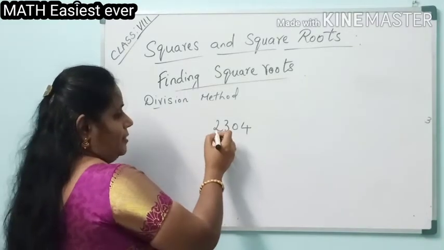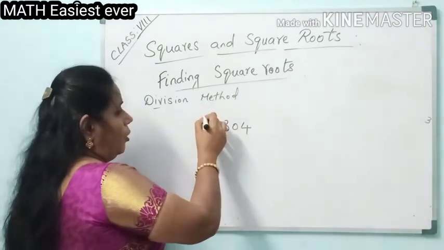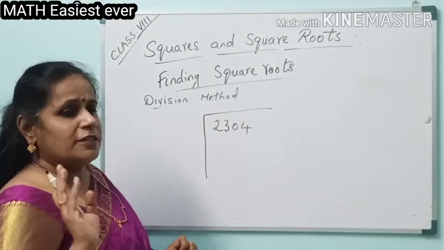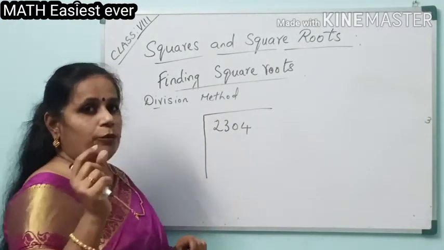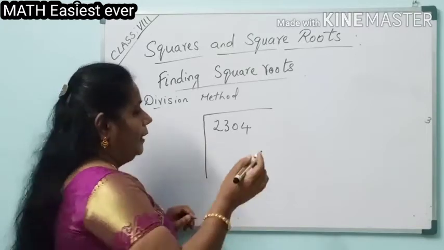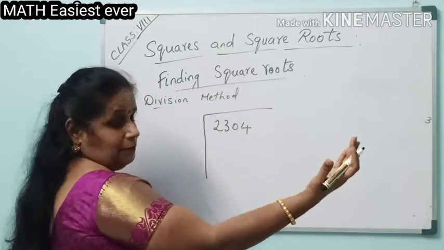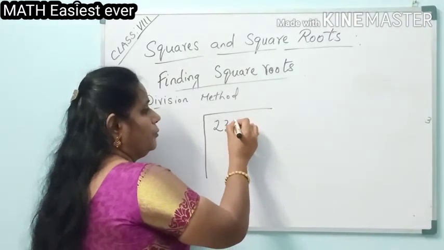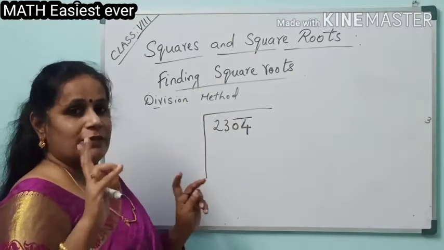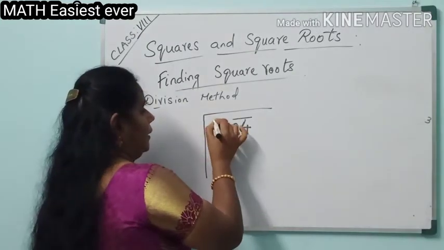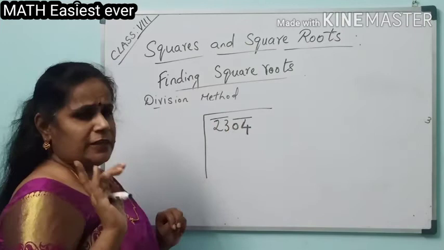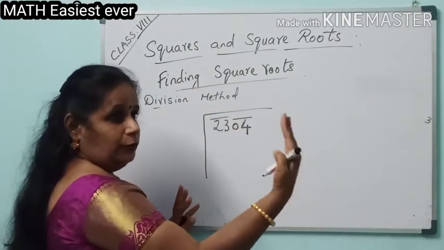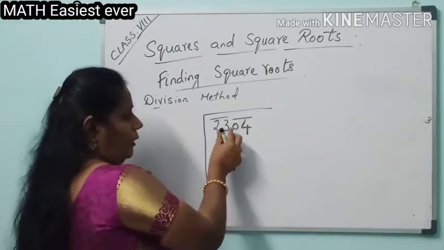The number is 2304. So, what you have to do is, you are going to divide this like this. For this, first you have to group the digits. So pair it, start from the ones place. So ones place it's 4 and tens place is 0. You have to pair these two numbers. 0, 4 is one pair and 3, 2 is another pair. This is the first job. What you have to do is pairing the digits. Start from the ones place and take two digits and pair it. So 04 and 23.